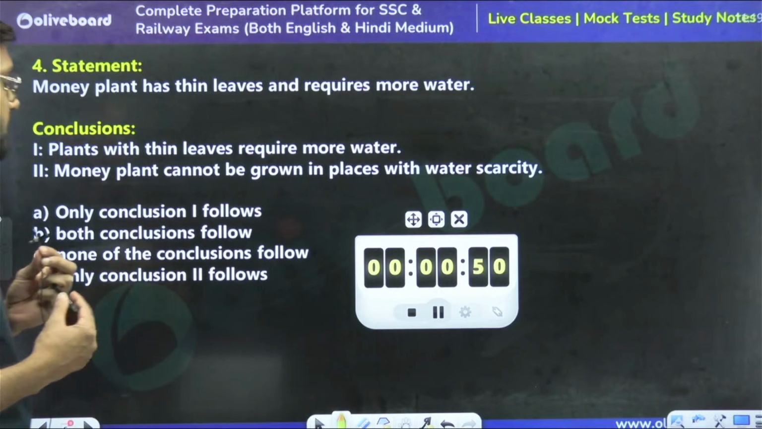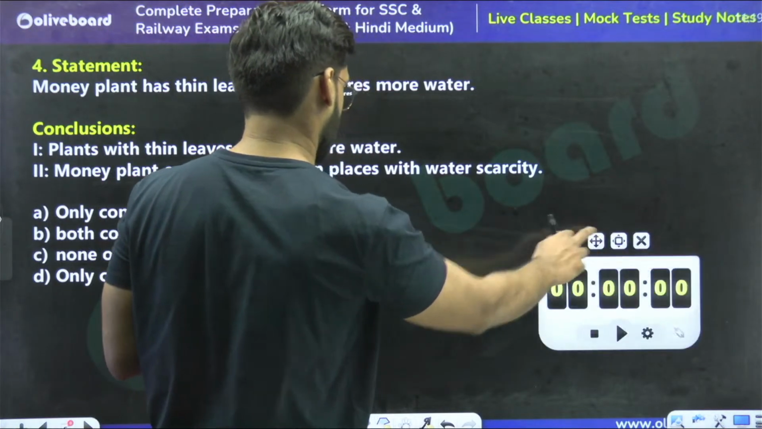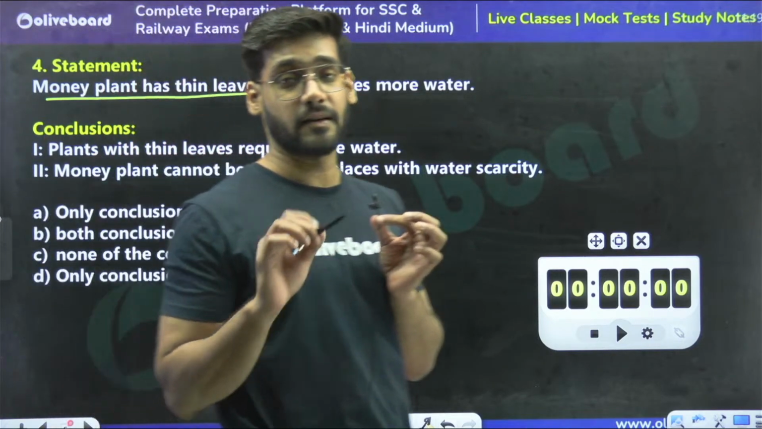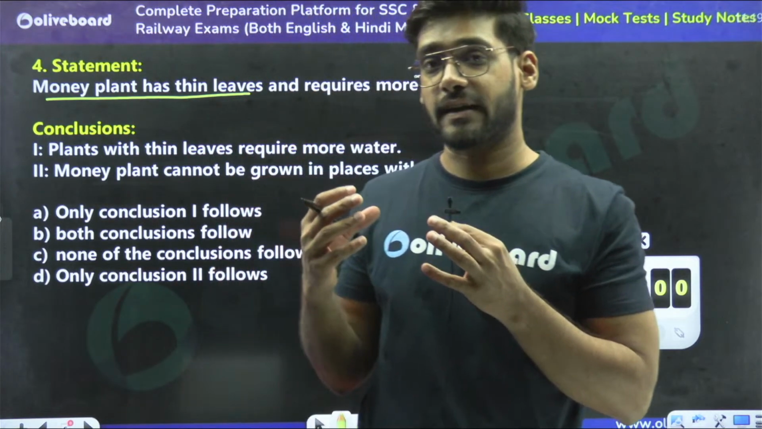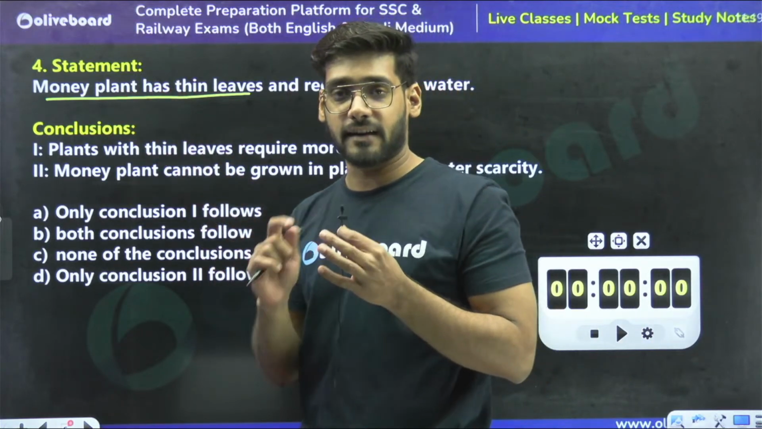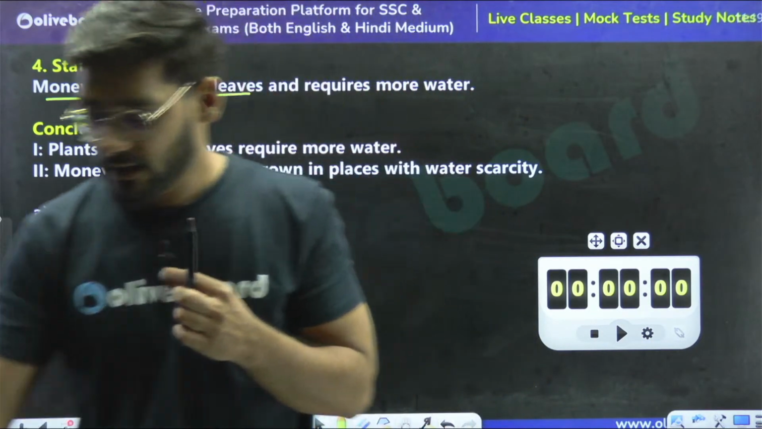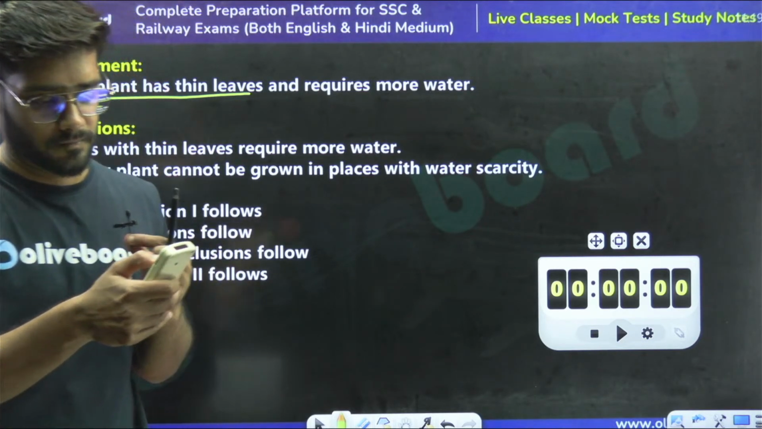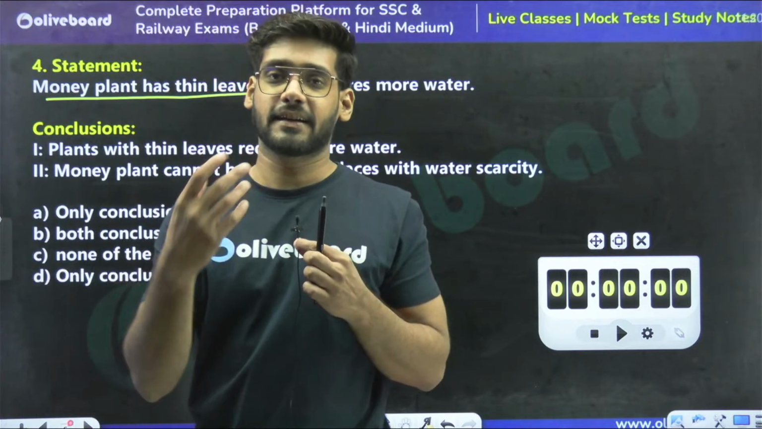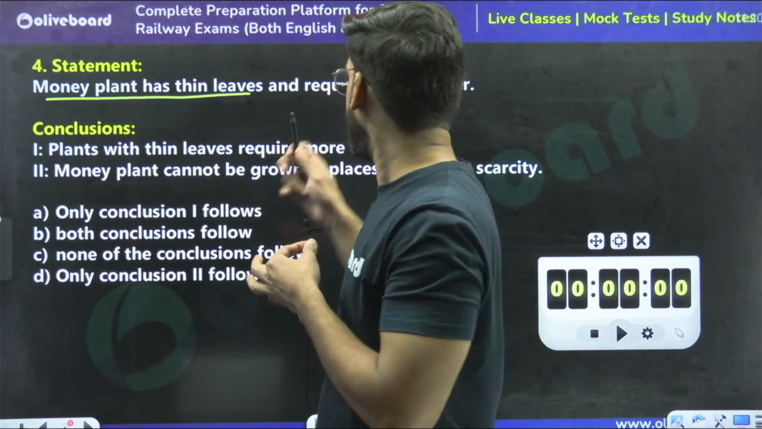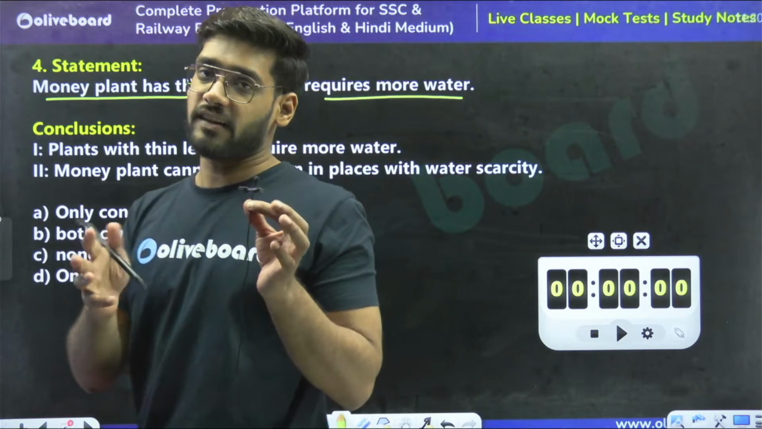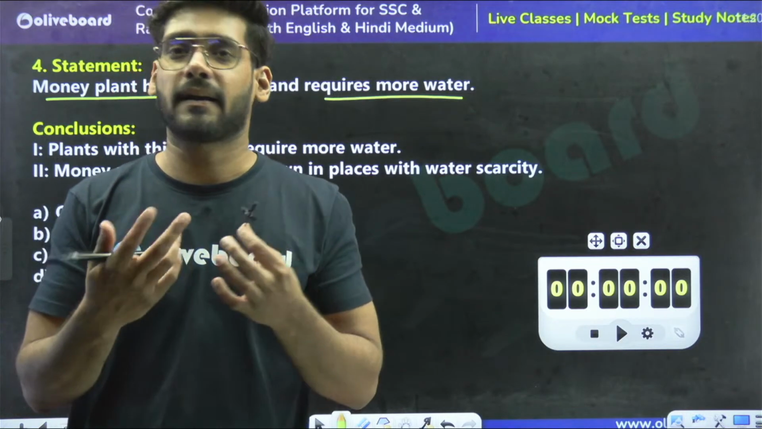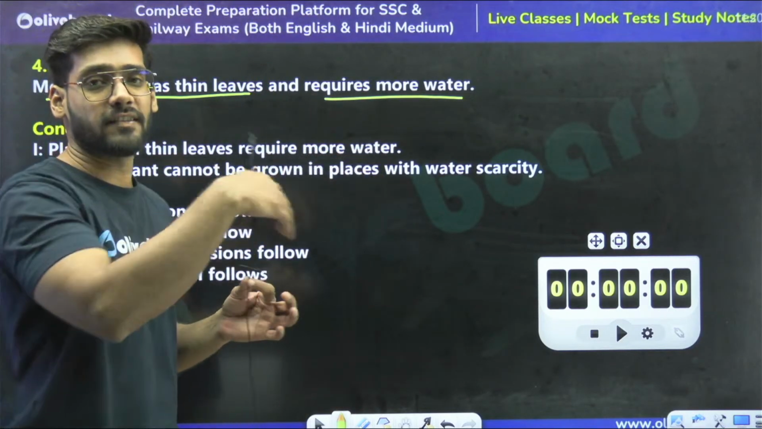Let's see the right answer for this question. In this question, money plant has thin leaves. First of all, they are telling us about the characteristic of the money plant, that money plant has thin leaves and requires more water, right? Why does money plant require more water? Because of its characteristic that it has thin leaves. This is the characteristic and it requires more water.